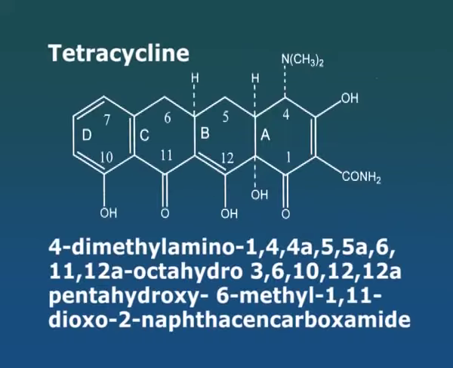Tetracycline, that is 4-dimethylamino-1,4,4A,5,5A,6,11,12A-octahydro-3,6,10,12,12A-pentahydroxy-6-methyl-1,11-dioxo-2-naphthacene carboxamide, is synthesized by reducing chlortetracycline with hydrogen using a palladium on carbon catalyst. However, it can be synthesized microbiologically using the actinomycete Streptomyces viridifaciens as well as certain mutant Streptomyces aureofaciens.